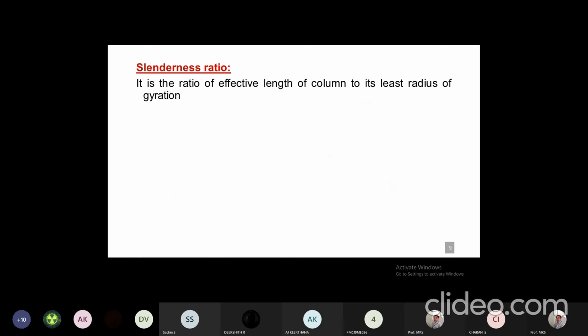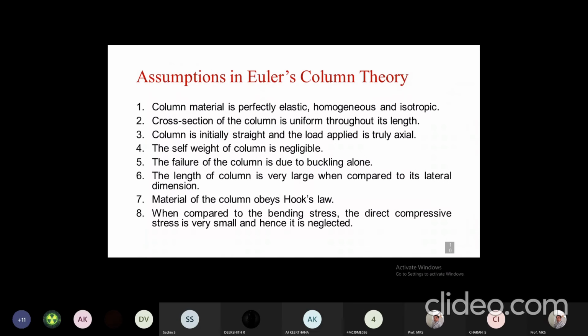The last definition is slenderness ratio. With respect to radius of gyration and effective length, the slenderness ratio is the ratio of the effective length of the column to its least radius of gyration. That is the least distance from the point where all the load is concentrated. We call that the slenderness ratio for a column.